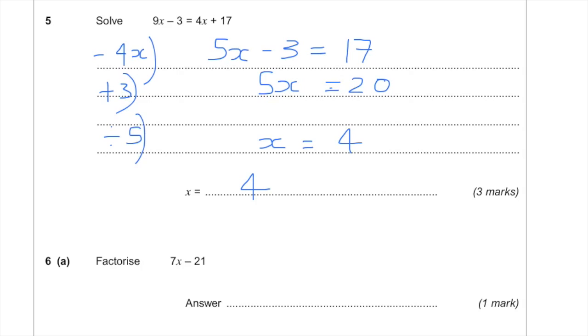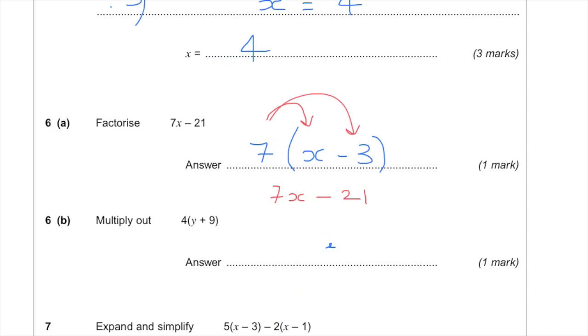Question 6, Part A. Factorise 7x minus 21. Now, the only common factor in the terms 7x and 21 is 7, so if we take that outside the brackets, that leaves inside our brackets x minus 3. And always check back in your head to see that you've factorised correctly. 7 multiplied by x is 7x, 7 multiplied by negative 3 is negative 21.